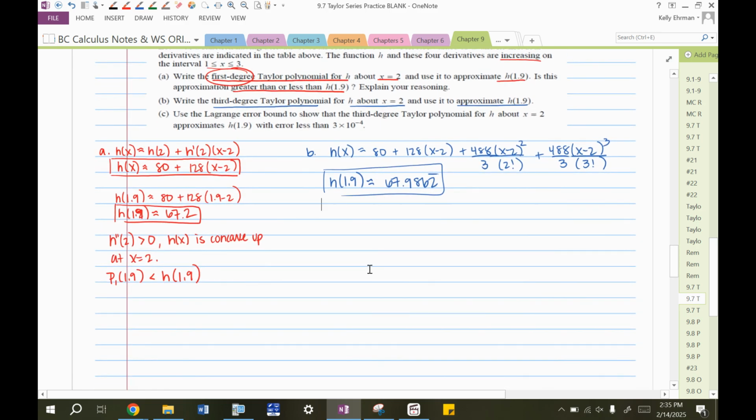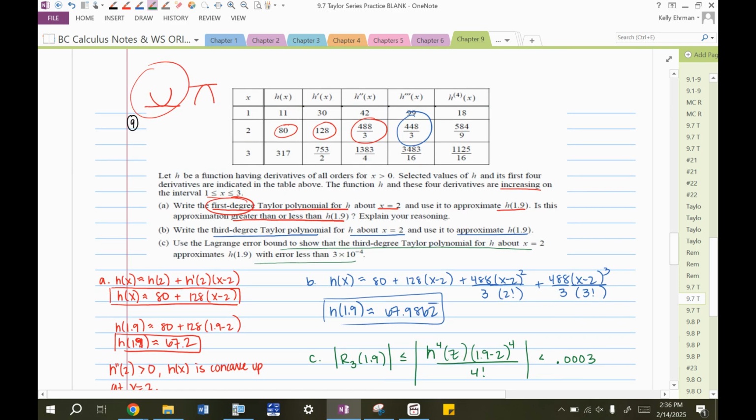Okay, use Lagrange error bound to show that the third degree Taylor polynomial has an error less than that. So Part C is saying we used a third degree Taylor polynomial to evaluate 1.9. That's got to be less than or equal to the max fourth derivative of h at z times 1.9 minus 2 to the fourth over 4 factorial. And we're trying to show that that's less than 3 times 10 to the negative fourth. We get this value from the table.